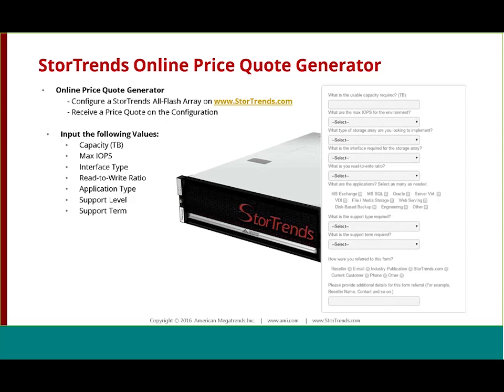So if you want a price quote on a specific configuration, if you'll go there, it's going to ask you for some inputs of specific values. You need to know your capacity. You need to know what your IOP range is. You're going to need to know the interface type. It would be preferable if you know the read-to-write ratio. There is some functionality there that will help you select the right one. The application type, and then we need to know the support level and the support term. Once you fill those pieces out, it's going to generate a price quote for you and email that to you so that you can get an understanding of what it looks like from a budgetary perspective for one of our arrays.